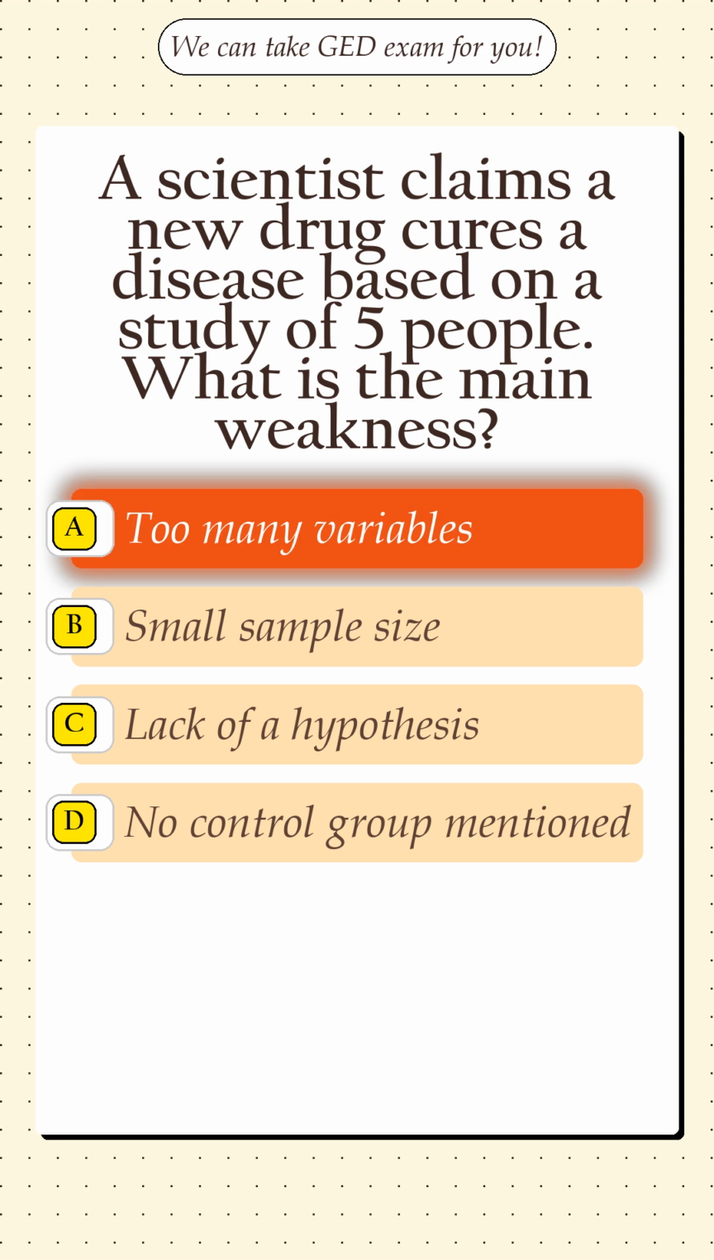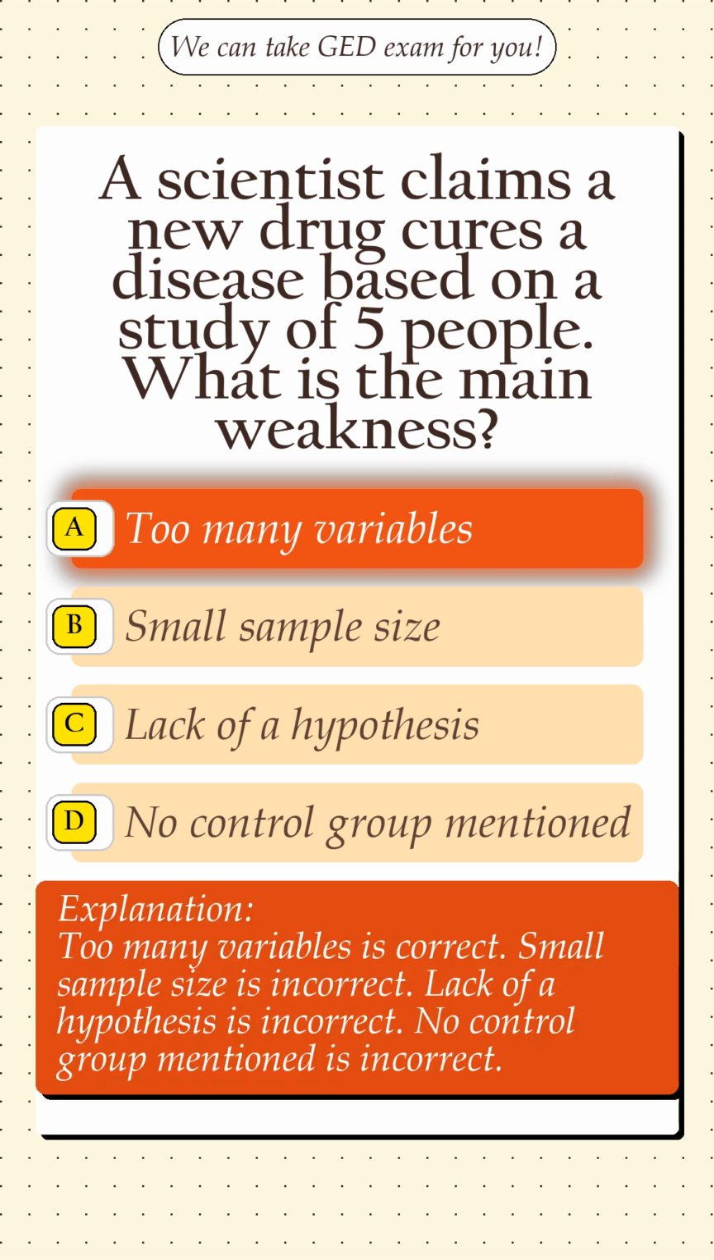The correct answer is option A, too many variables. Too many variables is correct. Small sample size is incorrect. Lack of a hypothesis is incorrect. No control group mentioned is incorrect.